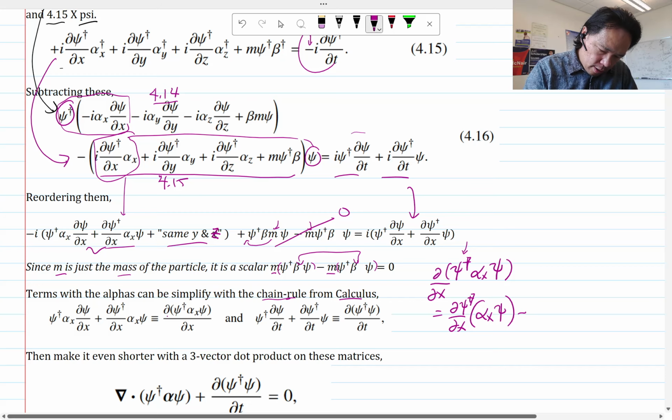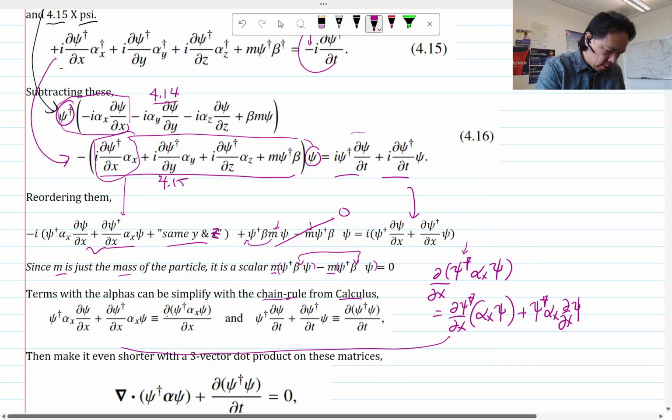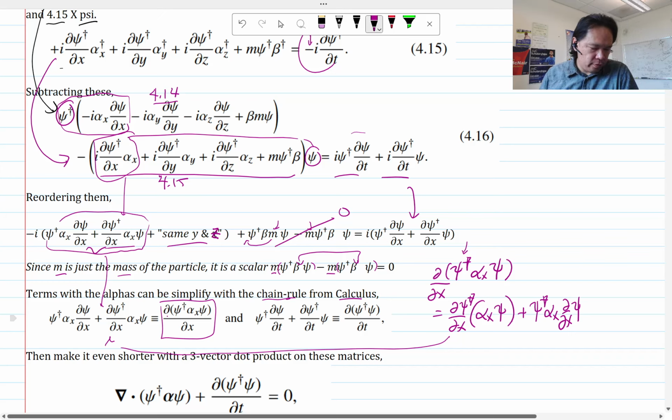And then plus, because alpha x doesn't depend on x at all. Alpha x is just some Pauli matrix. But psi itself does depend on x again. So you have psi dagger alpha x in front, and then you have to take the derivative with respect to x of psi. And that's what these equations are trying to show you. So this term here is exactly the partial derivative with respect to x of psi dagger alpha x psi, this triple product thing.